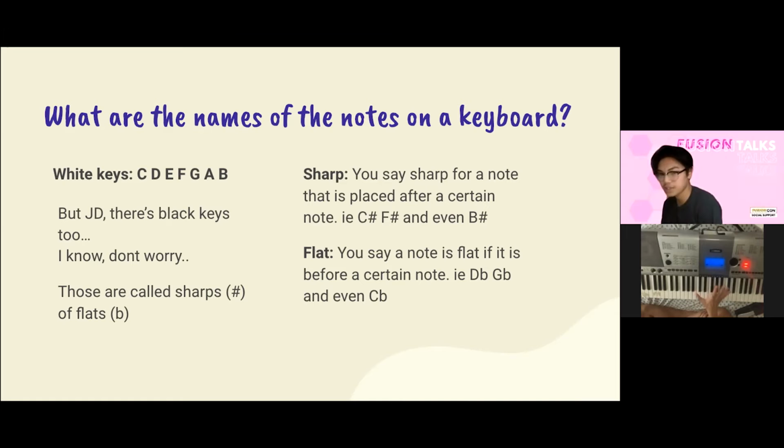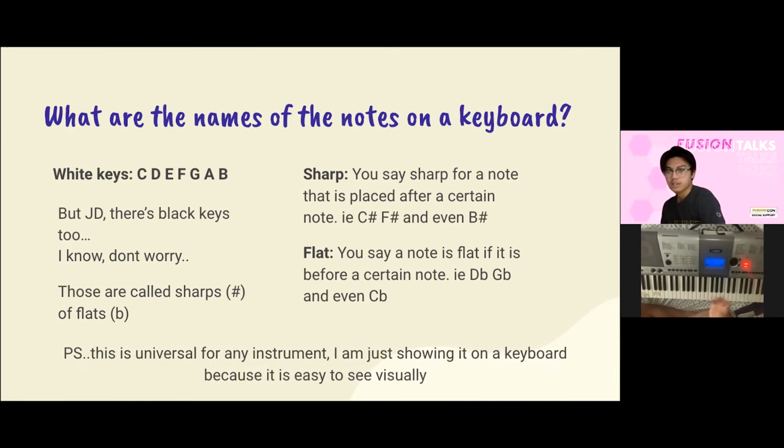Same thing for flats, but this time it's backwards. It's before a certain note. So right here, this would be called a D flat because it's right before D. And this one would be a G flat because it's right before G, right? And even this one, you can call it a C flat. This is universal for any instrument. I'm just showing it on a keyboard because it's easy to see visually. On a guitar, you would use the frets.